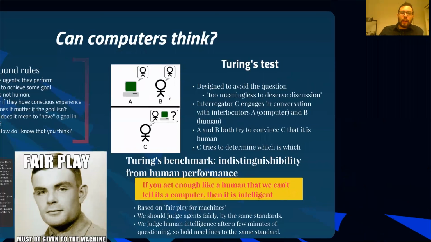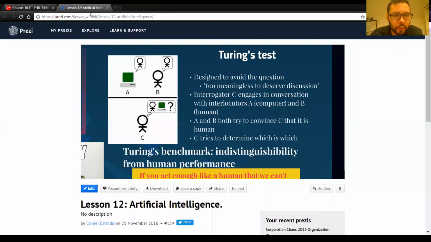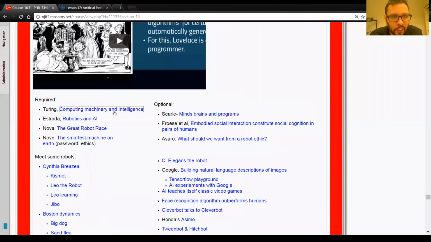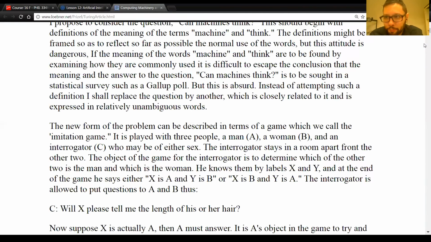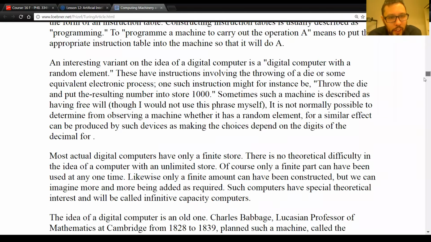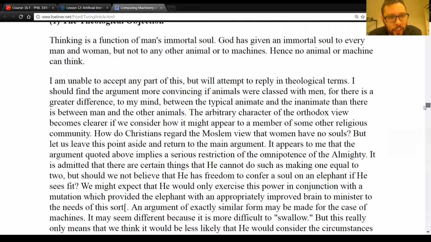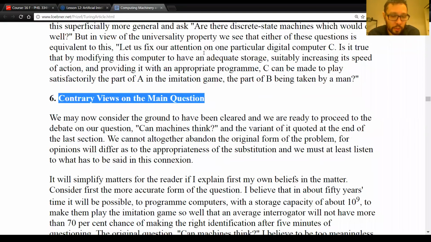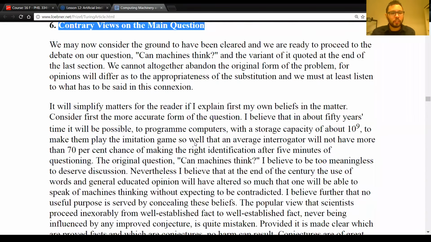So Turing has the standard of intelligence as human performance. I didn't really go over his essay last time, but maybe I should do that this time. In Turing's 1950 paper, he proposes the imitation game. He talks about how machines work, and then he goes over a bunch of objections. Section 6 is just a bunch of objections that people might have to his views. He talks about a lot of them.